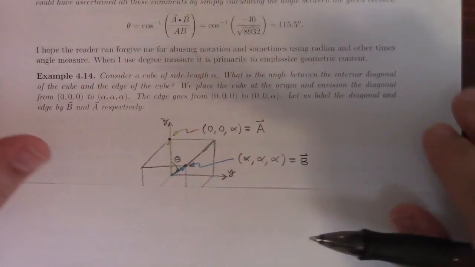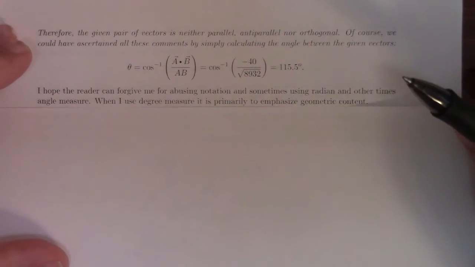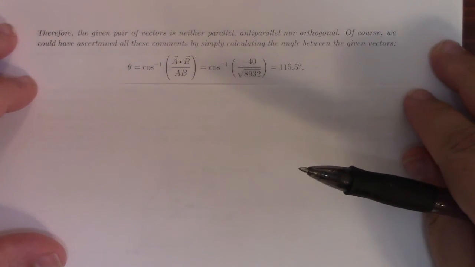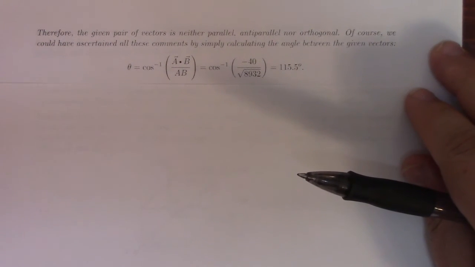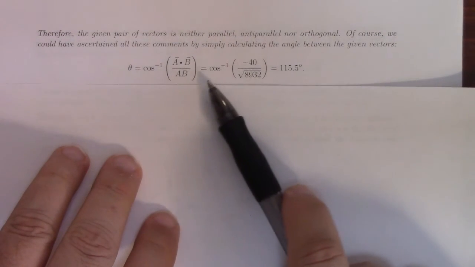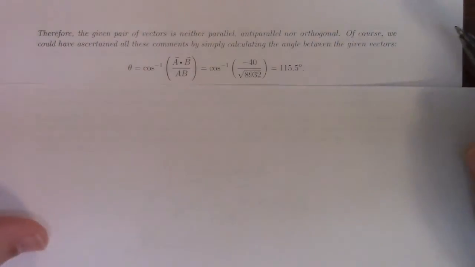What's the angle between them? Notice if we calculate the angle between them to start with, you can answer all the other questions. So the easy way to do your homework when I ask you to find the angle and say whether it's parallel, anti-parallel, or orthogonal is to find the angle first. If the angle is 0, they're parallel. If the angle is 180, they're anti-parallel. If the angle is 90, they're perpendicular. For these ones, A dot B over AB is minus 40 over the square root of 8,932, inverse cosine of that fraction, and we get about 115.5 degrees.